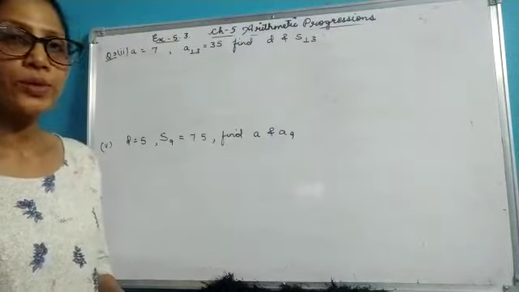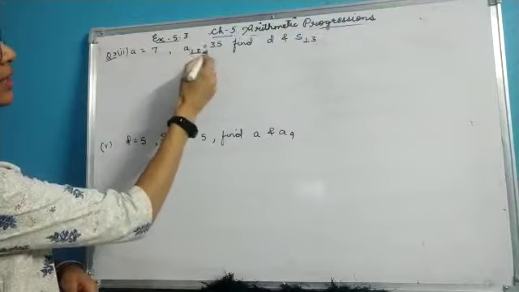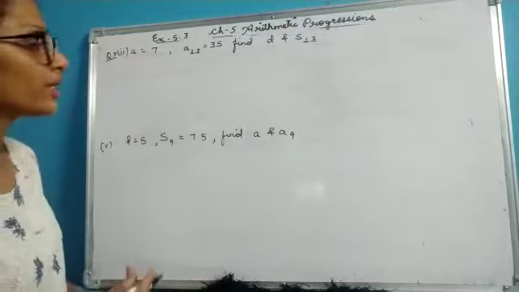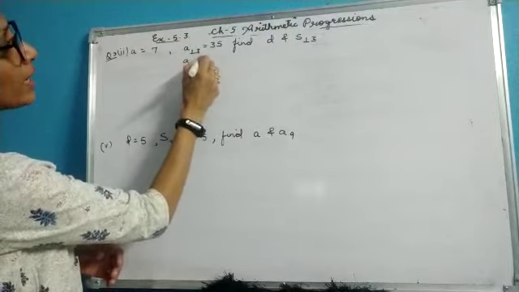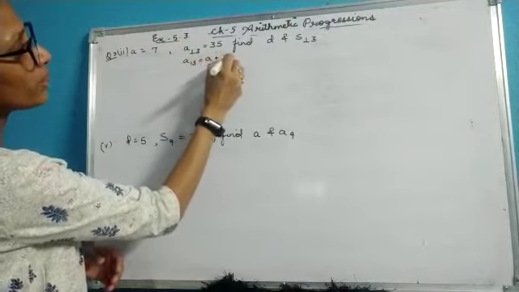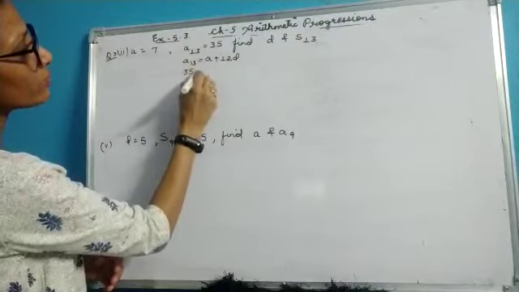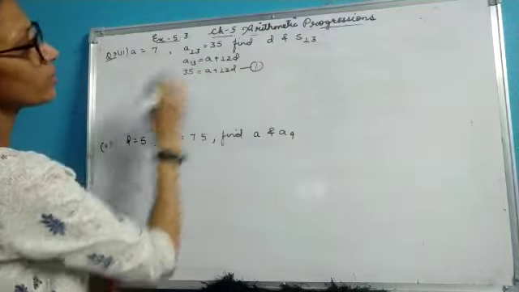Let's see this question, children. Here you are given A equal to 7, A13 equal to 35, and you need to find out D and S13. So you know A13 can be written as A plus 12D, and the value of A13 is 35, so I am writing it as A plus 12D. So this is my equation 1.